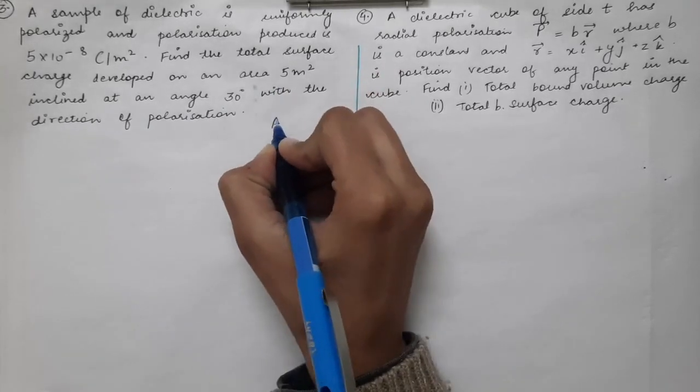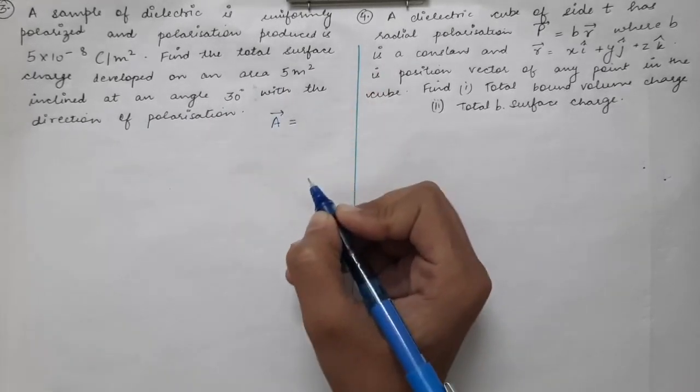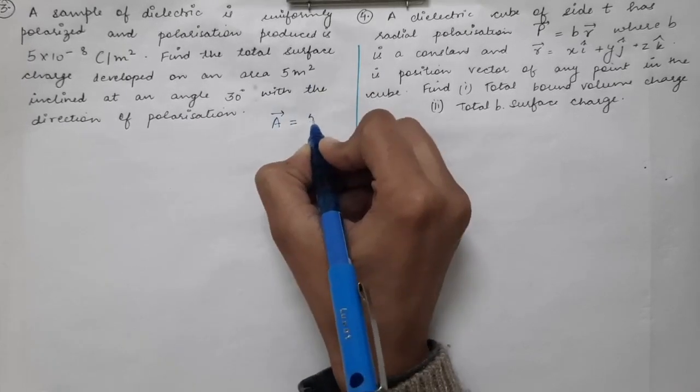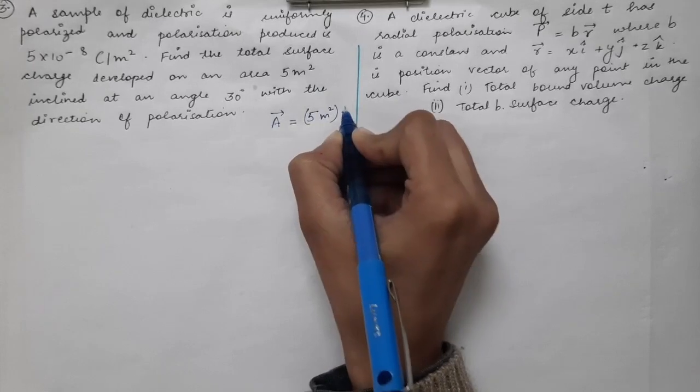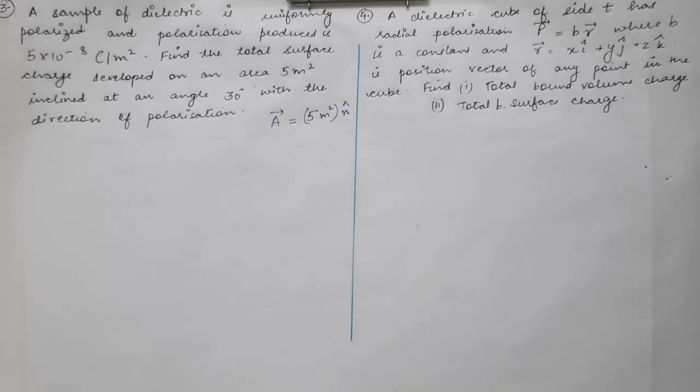So let's say the area vector is given by 5 meter square, and let's say n cap is the direction of this area vector.